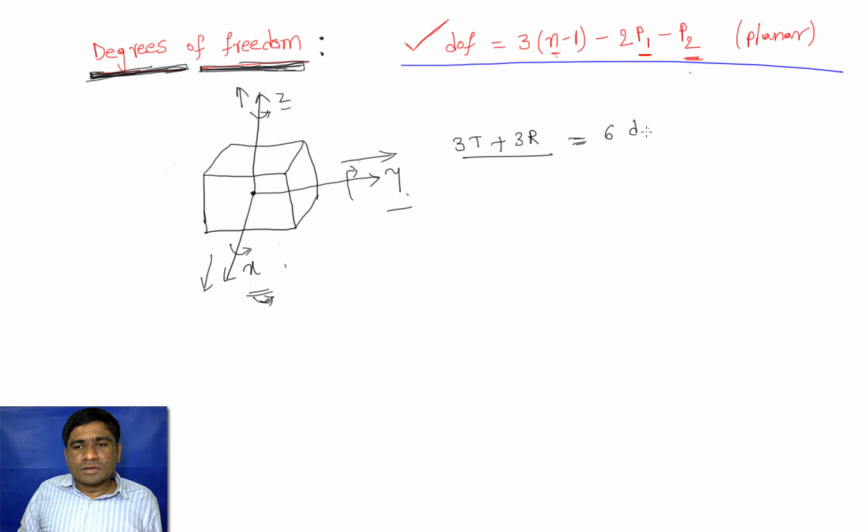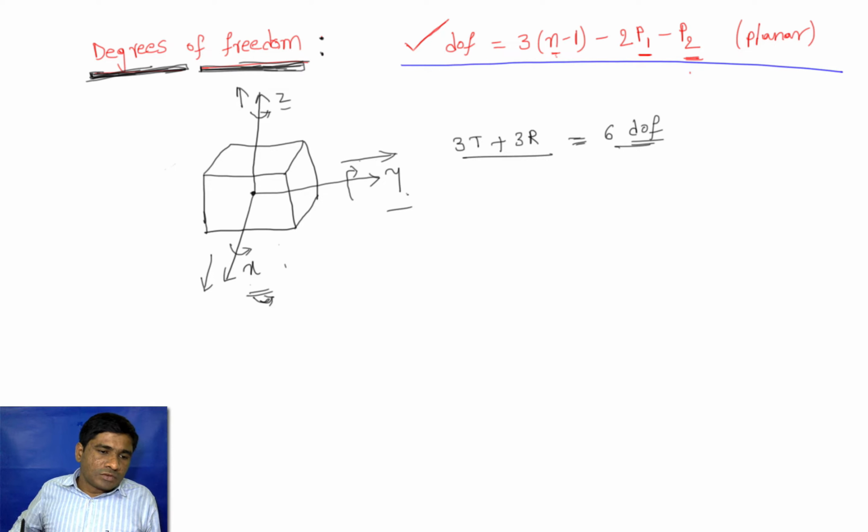Why? Because degrees of freedom is nothing but the possible movements of the body, whether translational or rotational. Here 3 translational and 3 rotational, so altogether it possesses 6 degrees of freedom. This is in space.